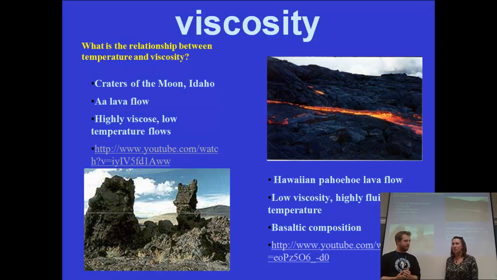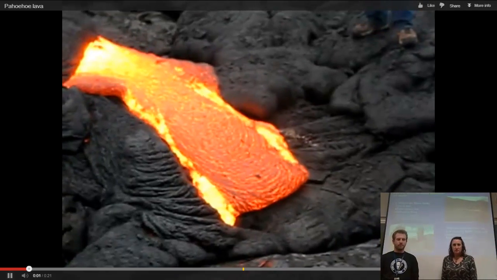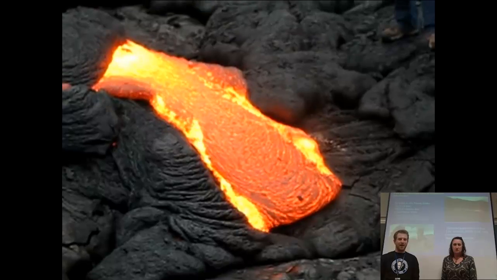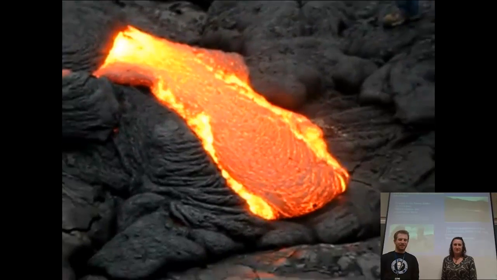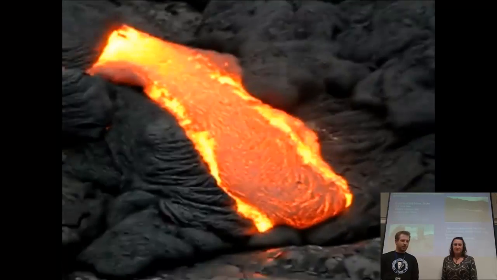Okay. So pahoehoe, I think, means ropey. Ropey, perfect. So let's take a look at this one. Ready? Yeah. Oh, they're right there watching it. Right. So now this one is just moving.